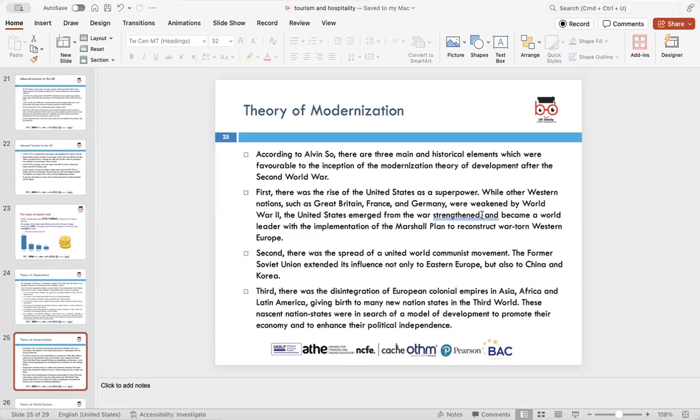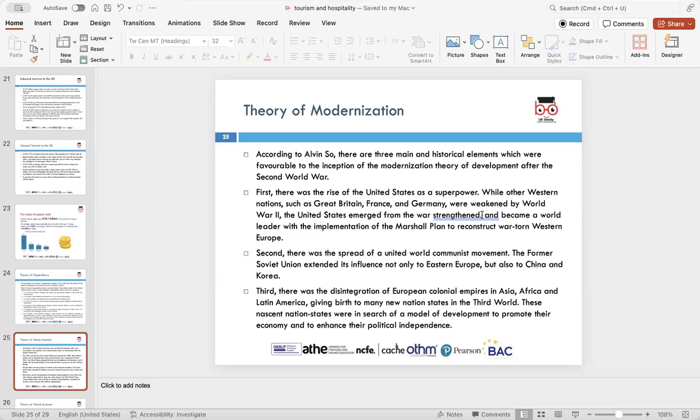Theory of modernization focuses on the conditions after World War II that led to significant social and economic changes worldwide. According to sociologist Alvin, three primary factors spurred the development of this theory. First, the rise of the United States as a dominant global power, while other Western nations were economically weakened by the war, allowed the US to lead international reconstruction through initiatives like the Marshall Plan.